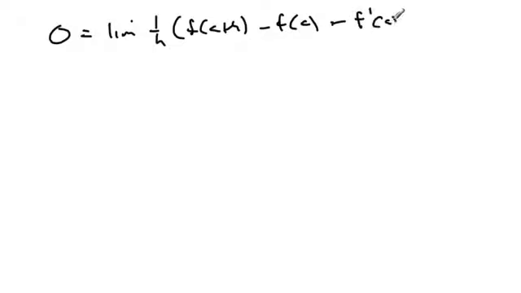The limit of 1 over h times the quantity f of a plus h minus f of a minus f prime of a, h, that has to equal 0. In other words, the difference between the derivative and the difference quotient as h gets closer to 0 is 0. Again, just an algebraic way of reformulating the original definition, but the advantage here is that we have a slightly different conception of things.